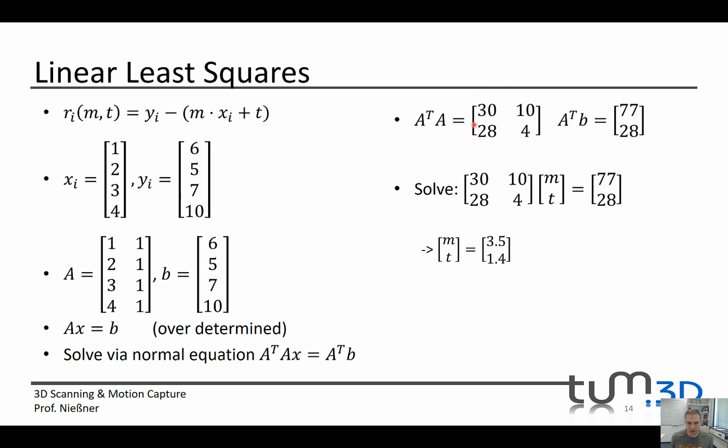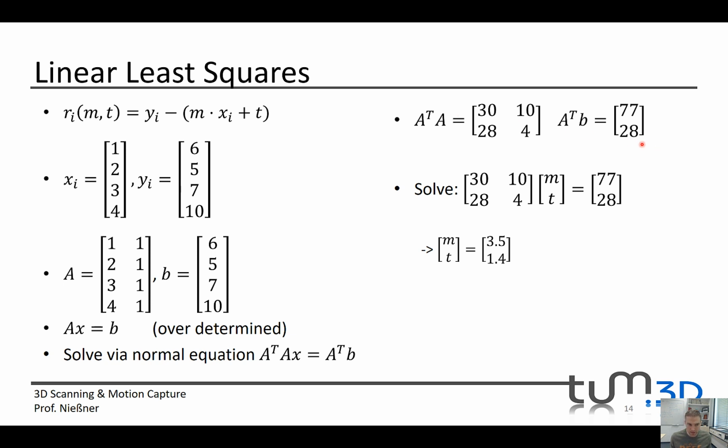We're having ATA is 30, 10, 28, 4. ATB is 77 and 28. So note the importance right now. What happens is if you're multiplying A with AT, you're getting a square matrix, which makes sense, right? Because A transpose is going to be a 4 times 2 matrix, and you're going to multiply it here with a 2 times 4 matrix, right? And this is going to give you a 2 times 2 matrix at the end.